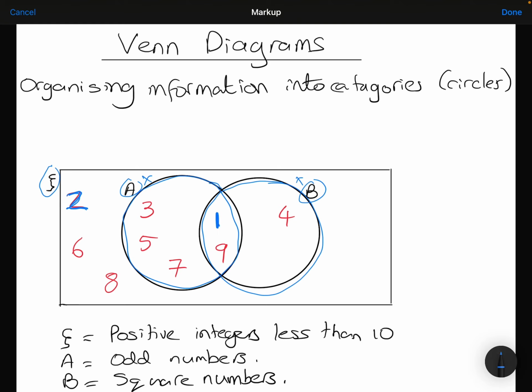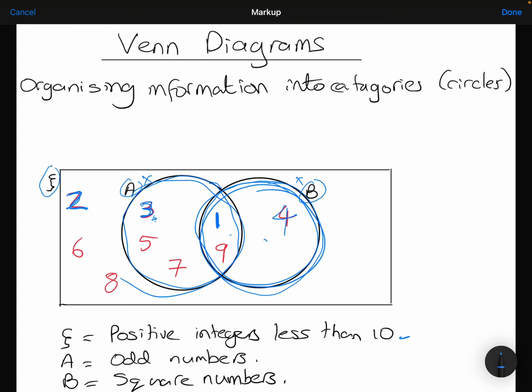So I can put it anywhere on the outside of the circles, but inside the rectangle, because obviously it is still a positive integer less than 10. So it can go anywhere inside the rectangle, but not in the circles. Number 3 is an odd number, so I do have to put it inside circle A, but it is not a square number, so it can't go in circle B. So that's why it has to go in here and not in here or here. Number 4 is a square number, so it will go into circle B, but 4 is not an odd number, so it won't go into circle A, so it has to go there.